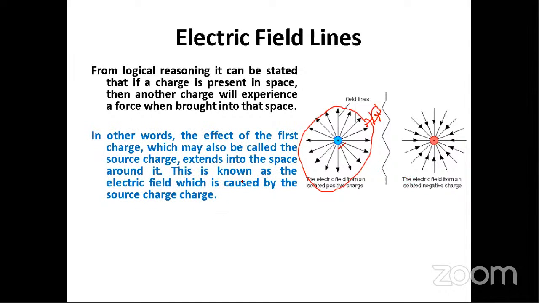Or in other words, that effect of the first charge, which may also be called the source charge, extends into the space around it. This is known as the electric field, which is caused by the source charge. In this case, the source charge may be positive or negative, but the field surrounding it is called the electric field of that particular source charge.